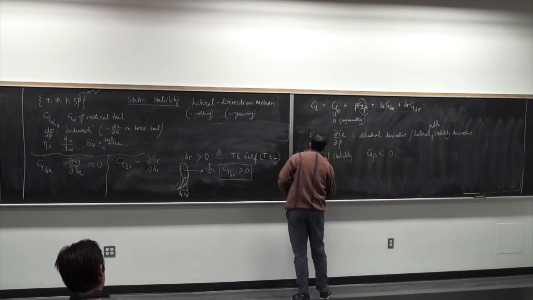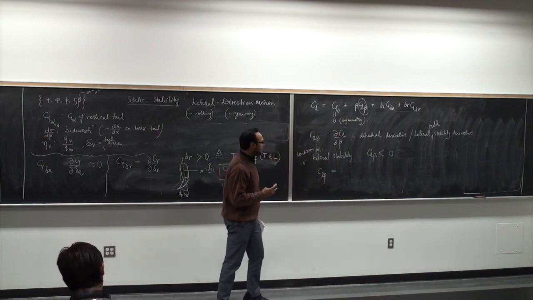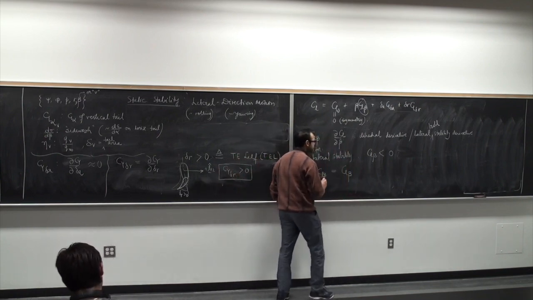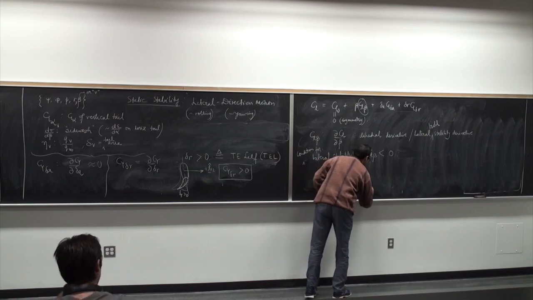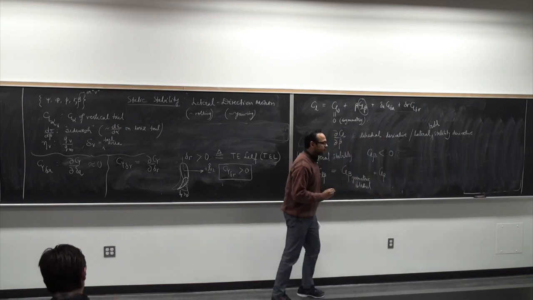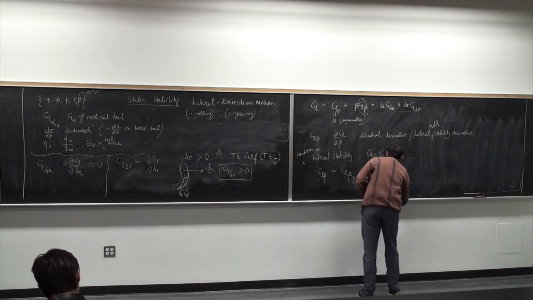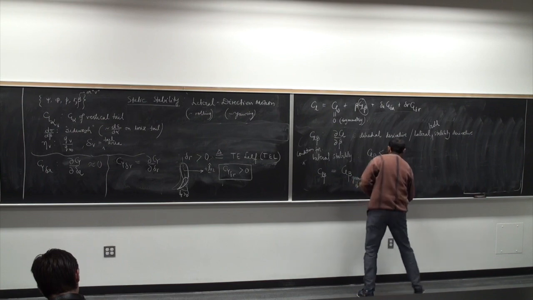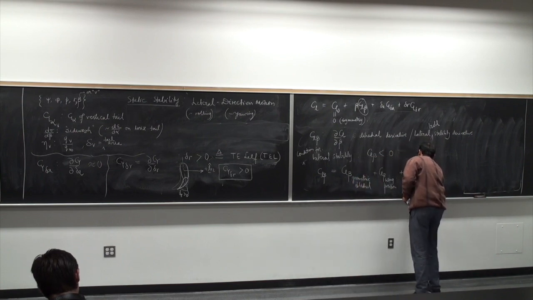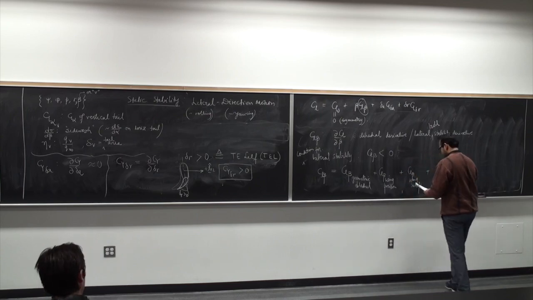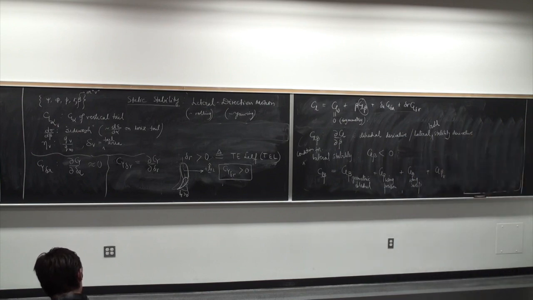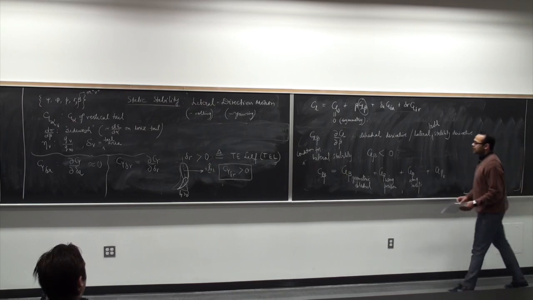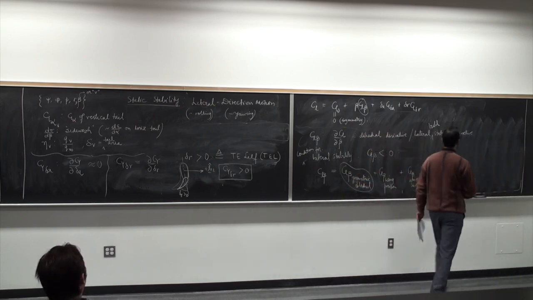Now, CL beta gets contribution from four main factors. You have CL beta because of something called geometric dihedral. CL beta contribution also comes from wing position, a contribution from wing sweep, and a contribution from the vertical tail. So we'll look at each one of these. The first one is geometric dihedral.